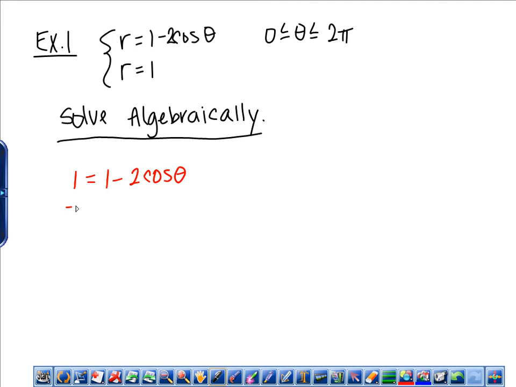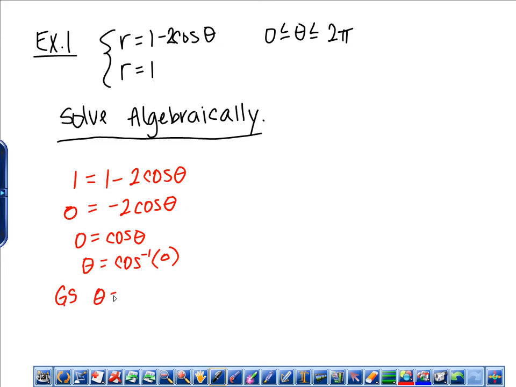Now I'm going to subtract 1. That's going to give me 0 equaling negative 2 cosine theta. And then I'm going to divide by negative 2. So I have 0 equaling cosine of theta, or I could really rewrite this as theta is equal to arc cosine of 0. And now we're going to talk general solutions. Theta is going to be equal to, what would be the principal value of arc cosine of 0? It'd be pi over 2, 90 degrees. And then remember that we can also include all the values where you add or subtract 2 pi.